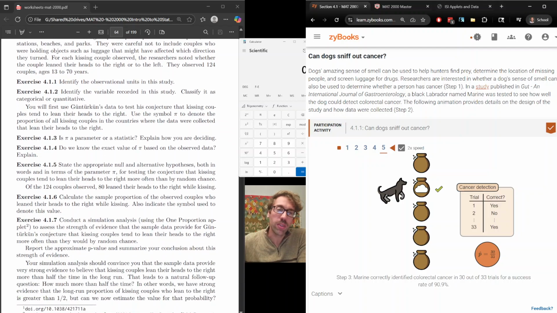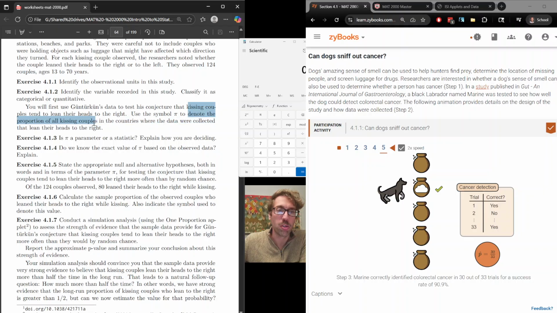So our first couple exercises are good review. Identify the observational units in this study, and then identify the variable recorded in the study, classified as categorical or quantitative. So remember, the observational units would be like the rows in the spreadsheet they made, and the variable would be the column in the spreadsheet they made. And then pi is going to denote the proportion of all kissing couples in the countries where the data is collected that lean their heads to the right. And so is pi a parameter or statistic? That's a review question. Explain how you're deciding.